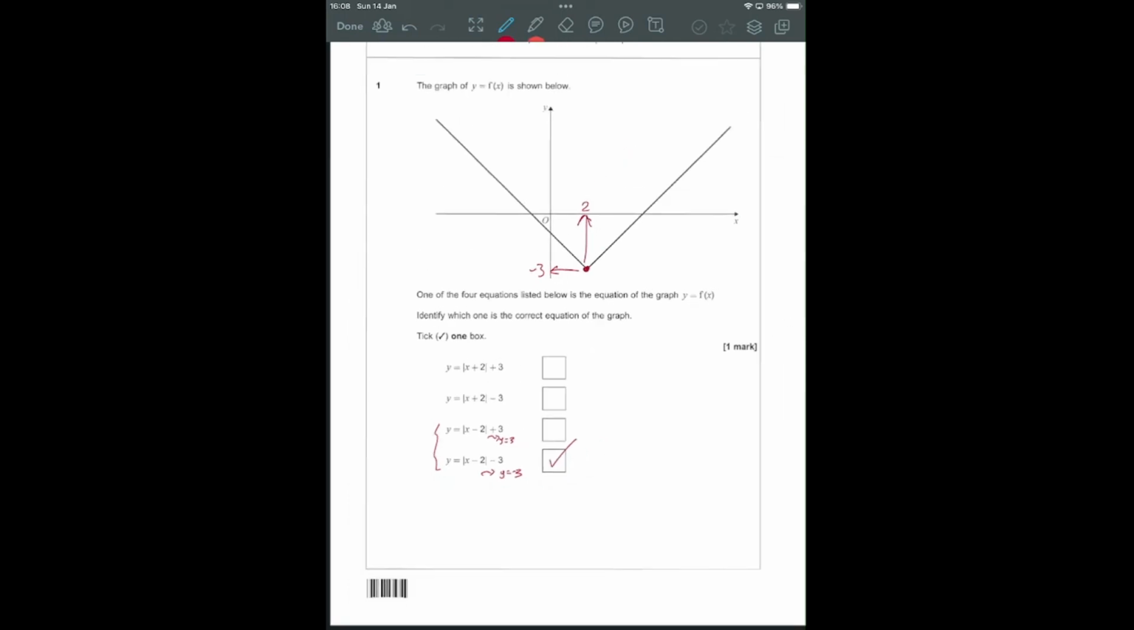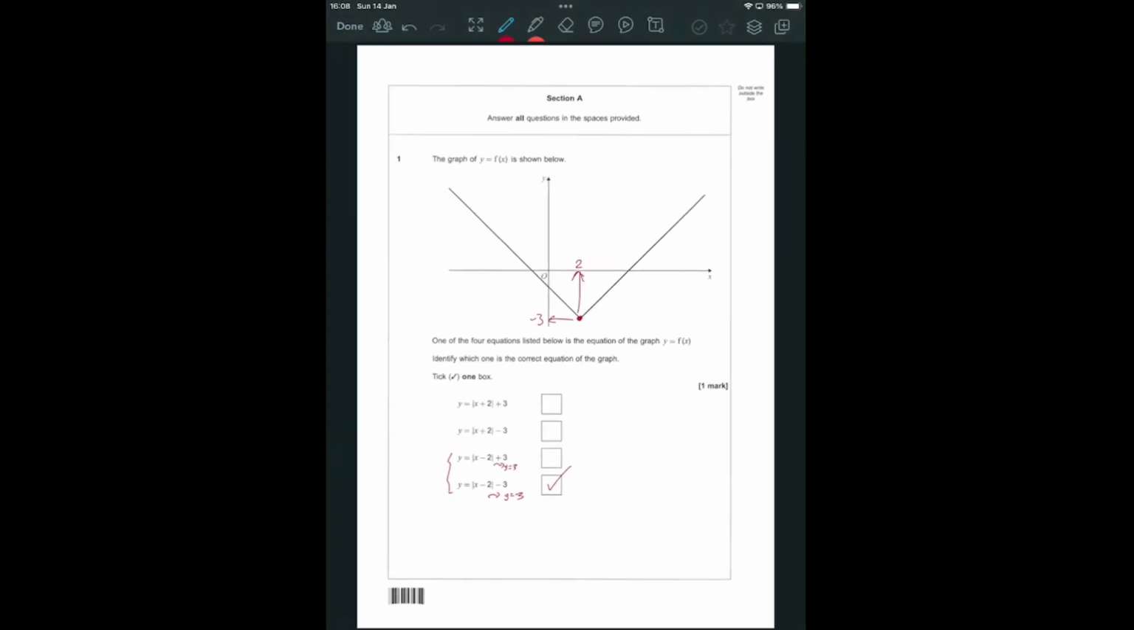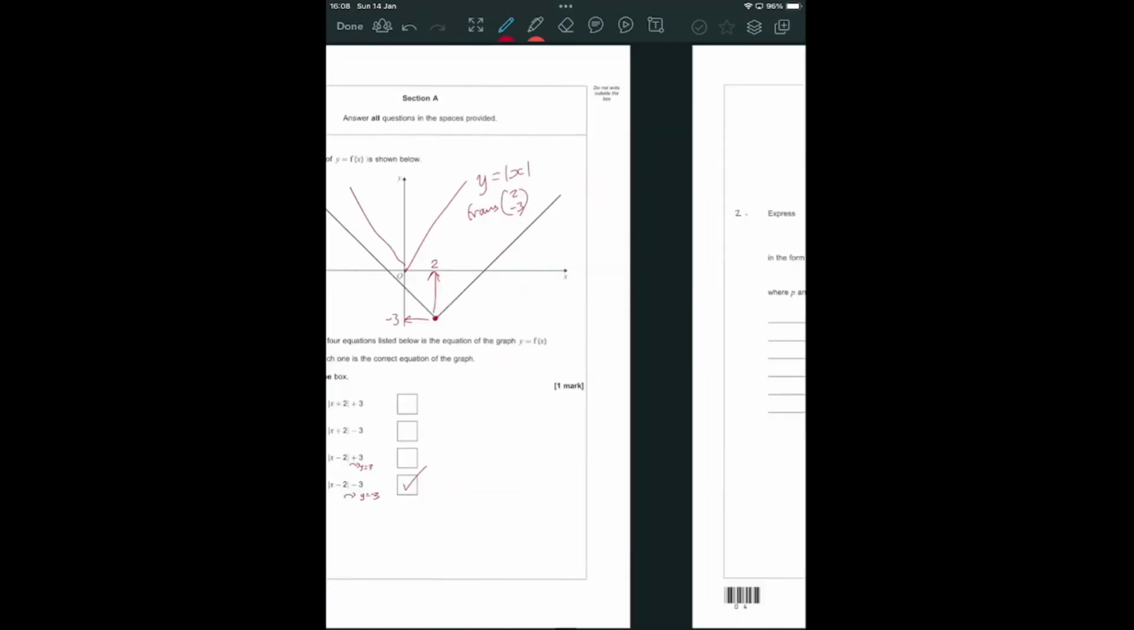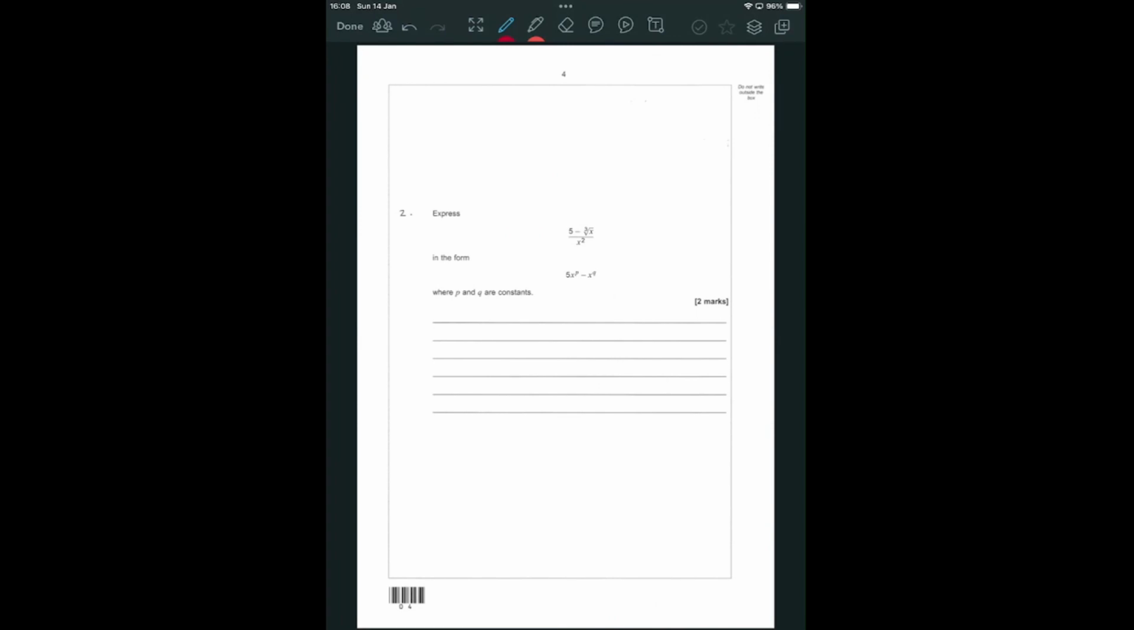Another way to tackle that question is to think about transformations. This looks like your normal y equals mod x, but translated by 2 negative 3. And if you think about what a translation by 2 negative 3 does to the function, you do indeed get the same answer.